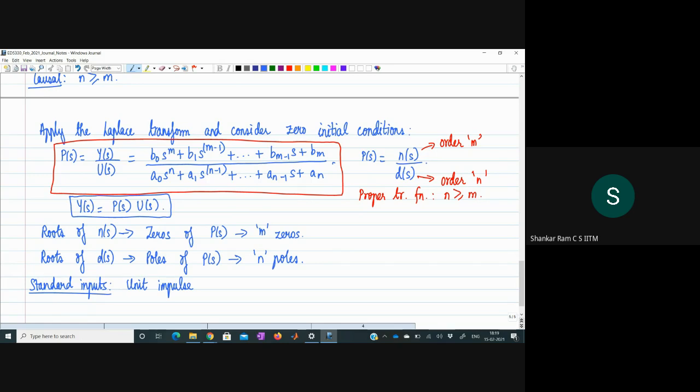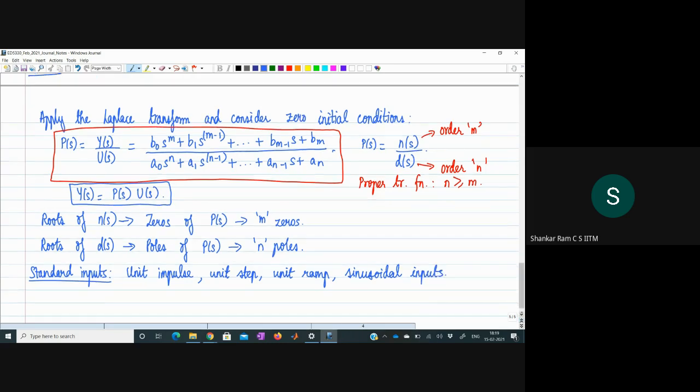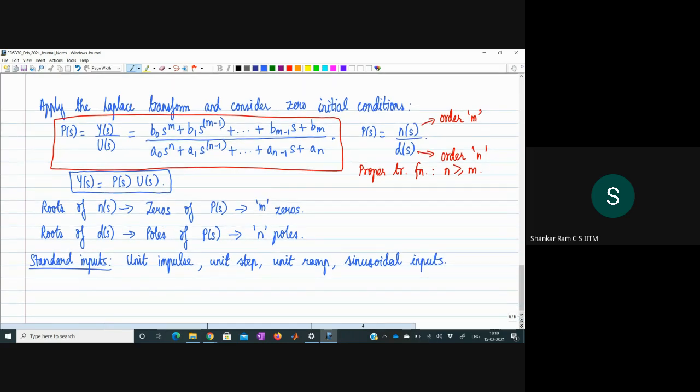So the unit impulse is a standard input. We also have a unit step as a standard input. We also have unit ramp and sinusoidal input. So these are all standard inputs that we use to study system response. That's something which all of us are familiar with.